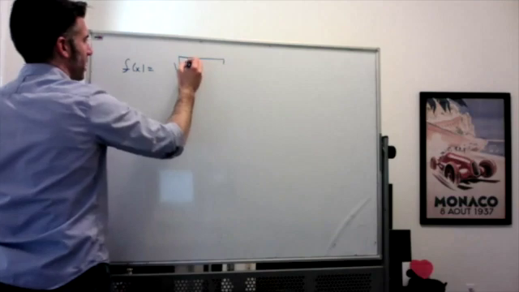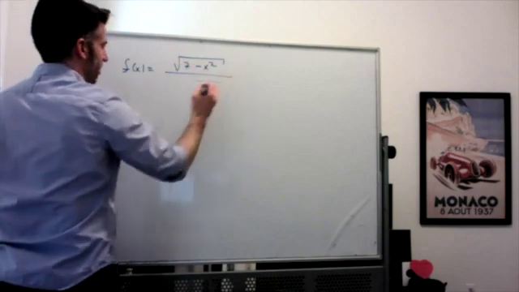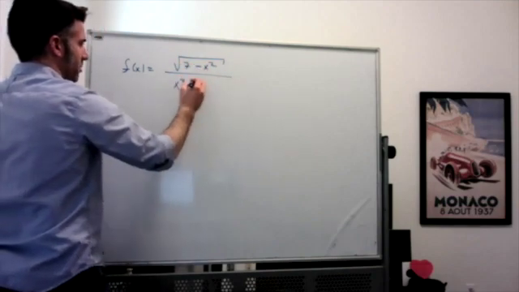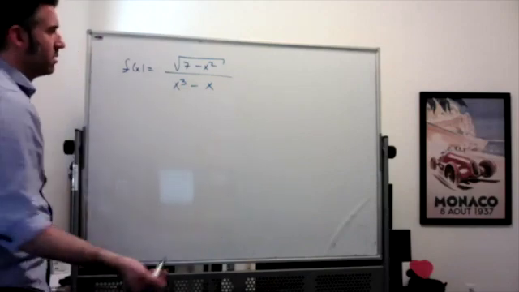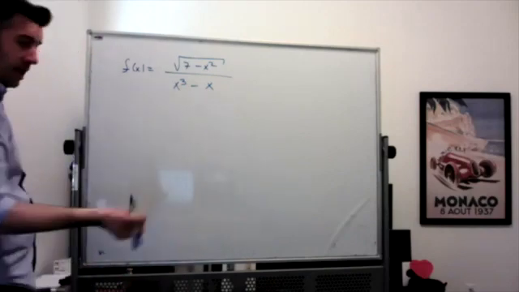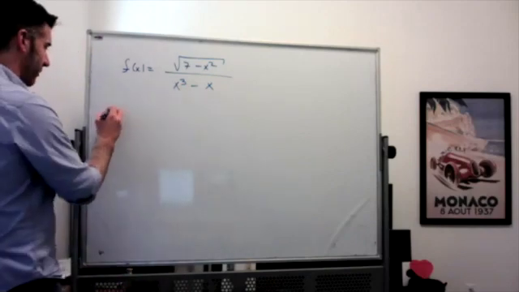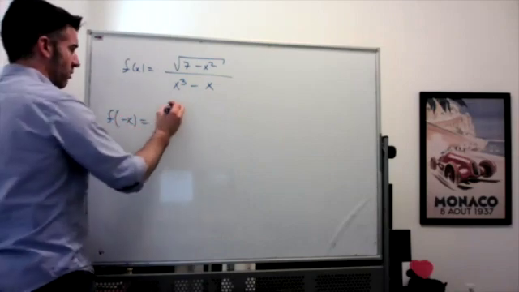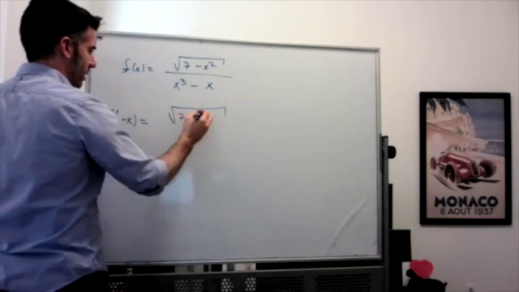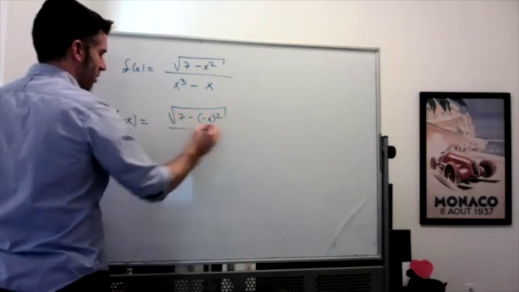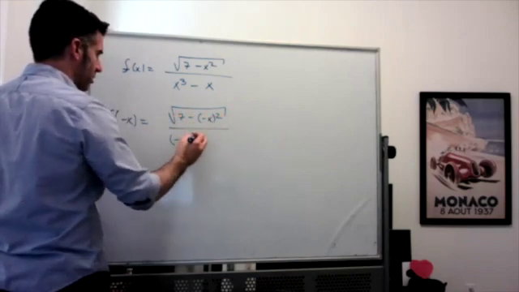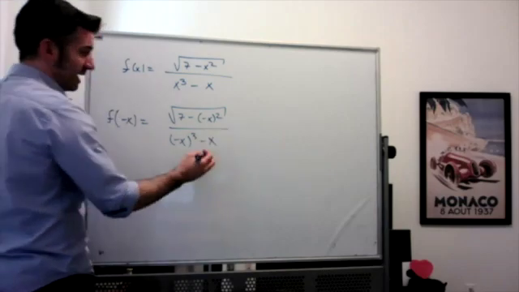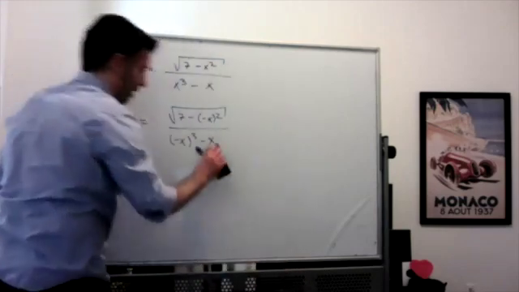The square root of 7 minus x squared divided by x cubed minus x. All right, so again, same process. We're going to start with f of negative x. It's going to be the square root of 7 minus negative x squared over negative x cubed minus negative x. Careful there.